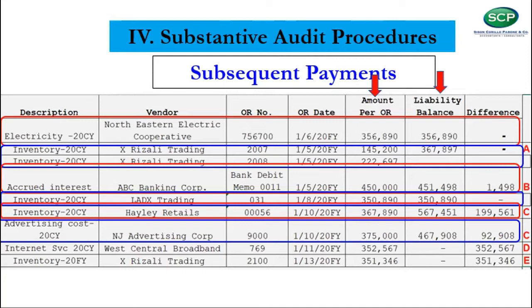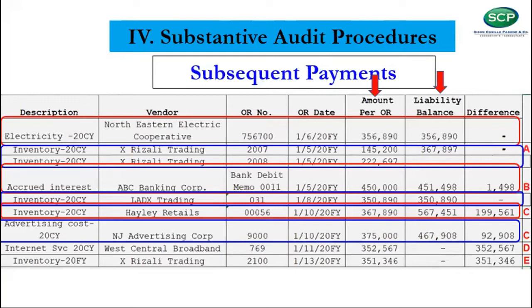Accordingly, we will need to examine the source documents such as the supplier's invoices or billing statements supporting the unpaid amount of 92,908 pesos to enable us to conclude about the propriety of the accrued expense balance due to NJ Advertising Corp of 467,908 pesos as of December 31, 20 CY. So pareho yung kay Haley Retail sa kay NJ Advertising, we have to fully account for the outstanding balances of 567,000 at yung 467,000. Hindi enough yung subsequent payments lang.